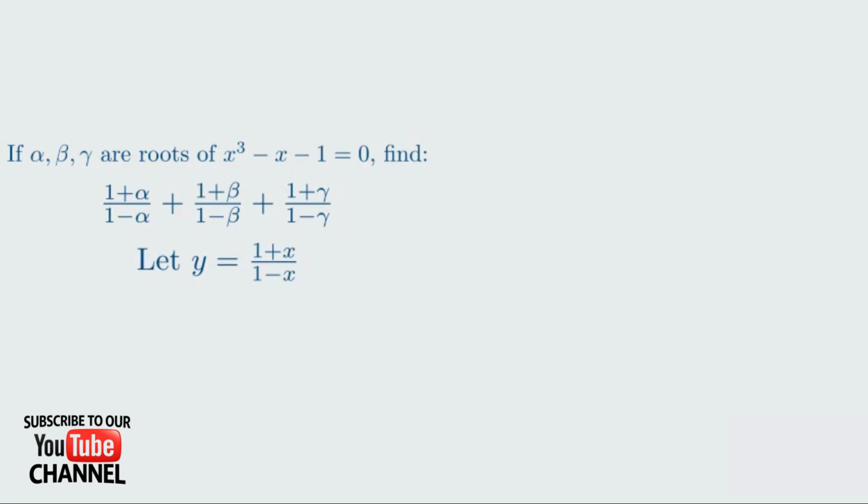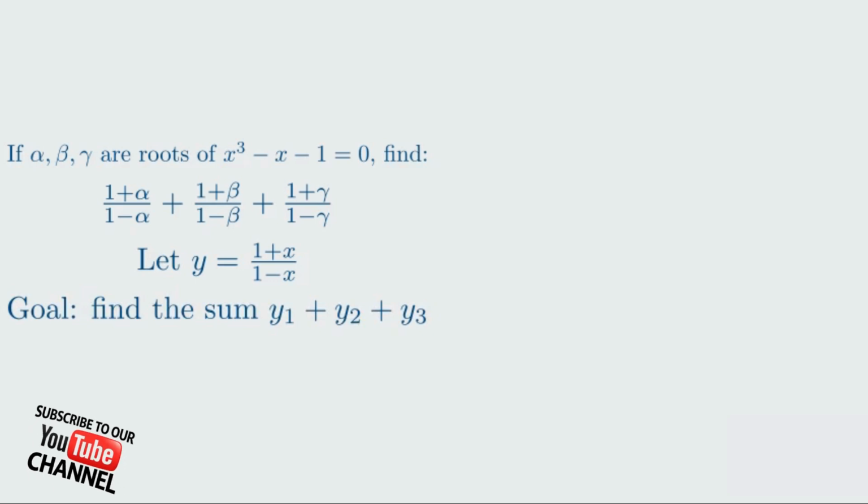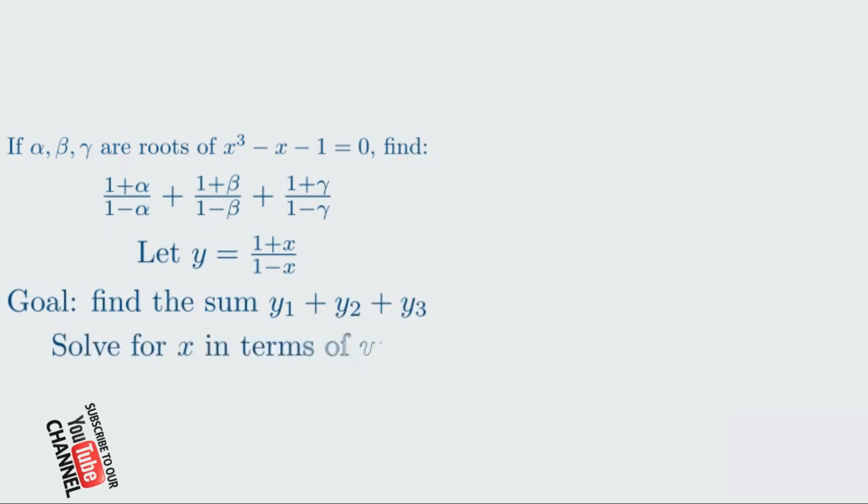We will set y equal to (1 plus x) divided by (1 minus x). Since alpha, beta, and gamma are the roots for x, the three corresponding y values will be exactly the three terms we want to add together. If we can find a new polynomial equation where these y values are the roots, we can simply find the sum of its roots. To do this, we first need to express x in terms of y. Let's solve our equation for x.